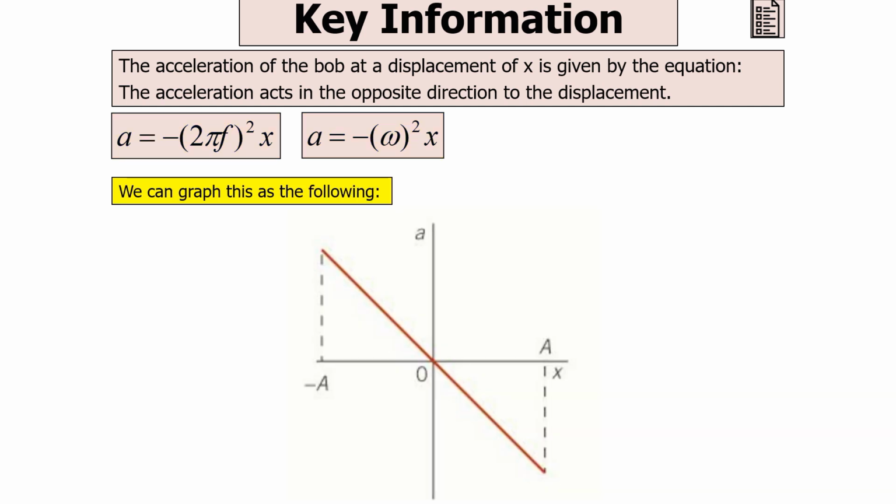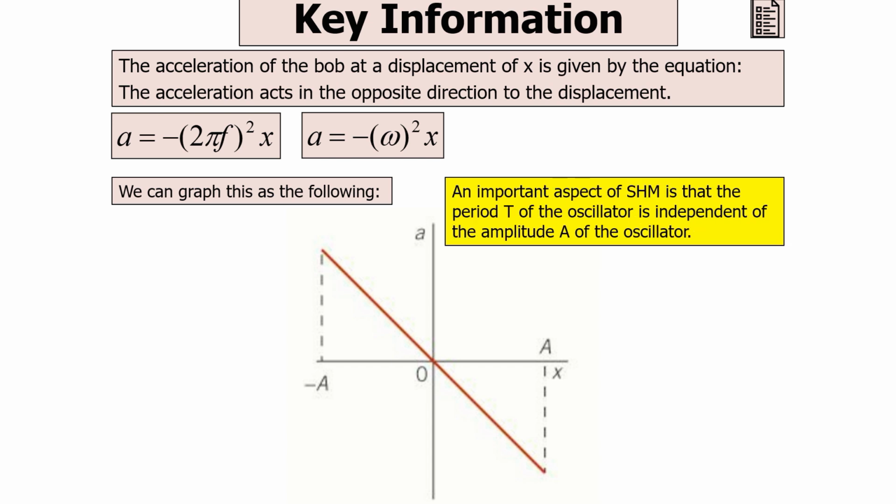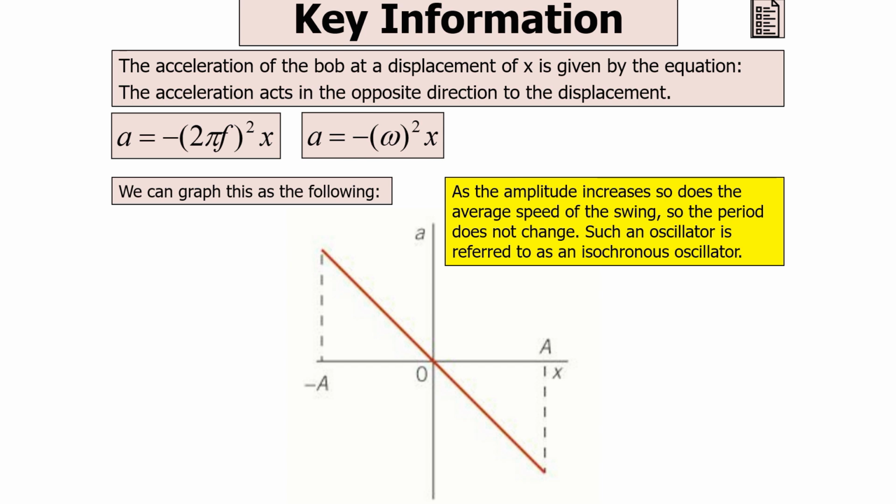Now we can graph this as the following. Since the gradient for a particular oscillator has to be constant, this implies that the frequency and the period of the oscillator are also constant. An important aspect of simple harmonic motion is that the period of the oscillator is independent of the amplitude. As the amplitude increases, so does the average speed of the swing, so the period does not change. Such an oscillator is referred to as an isochronous oscillator.